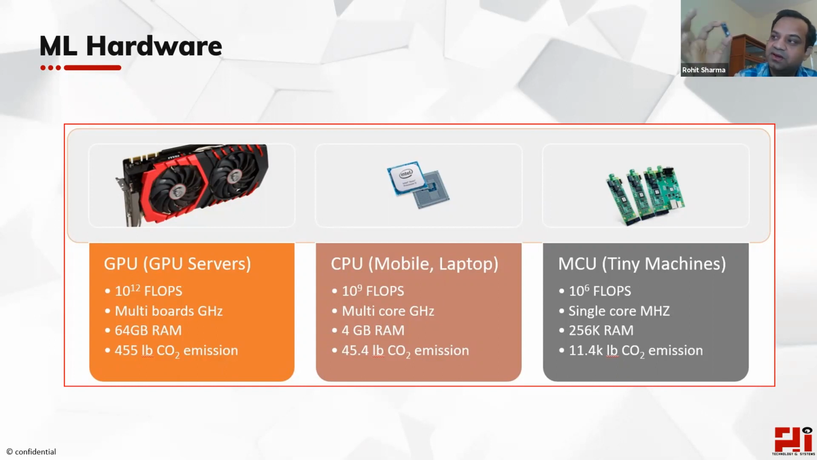So this is an MCU with 40 megahertz of ARM Cortex M4 and 256 kilobytes of memory, and close to 10 sensors on this board. And that is giving us about millions of flops with one or dual core, sometimes a DSP, up to 256 kilobytes of RAM. And if you happen to train, that would emit about 10 pounds of carbon emission.